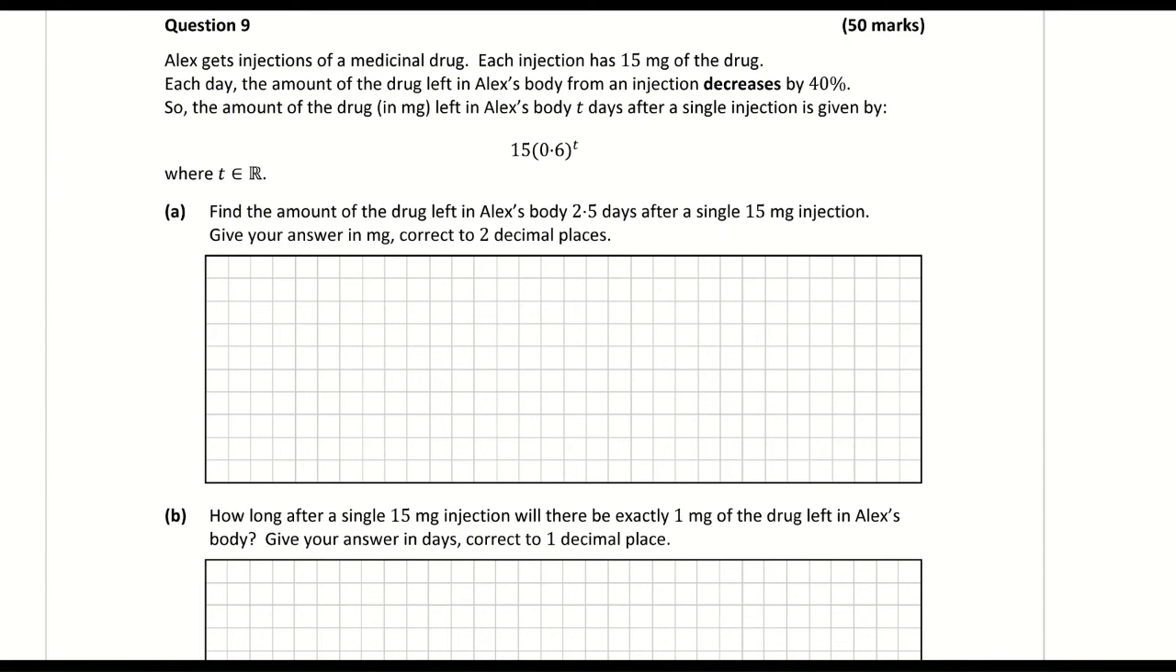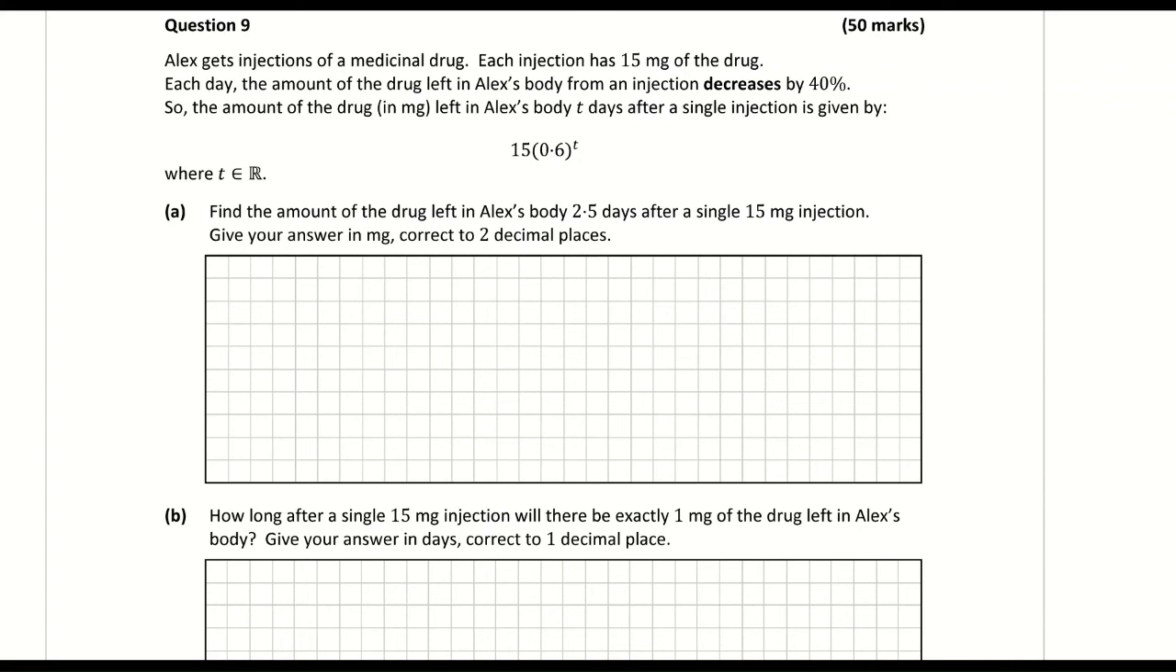Question 9. Alex gets injections of a medical drug. Each injection is 15 milligrams of the drug. Each day the amount of drug left in Alex's body from the injection decreases by 40%. So the amount of drug left in Alex's body t days after a single injection is given by the following function. Part A, find the amount of the drug left in Alex's body 2.5 days after a single 15 milligram injection. Give your answer in milligrams, correct to 2 decimal places.